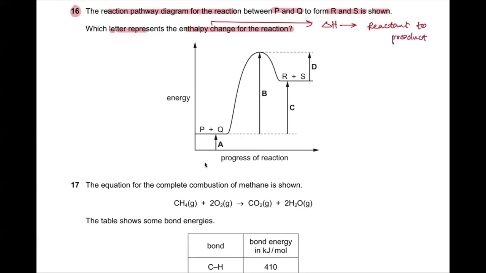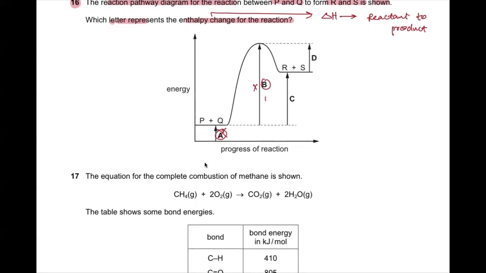So if you see, A goes wrong because it's from the lowest point. B goes wrong because it's an activation energy. So we are left with C, and C, if you see, is starting from the reactant and moving towards the product. So C is our correct answer.